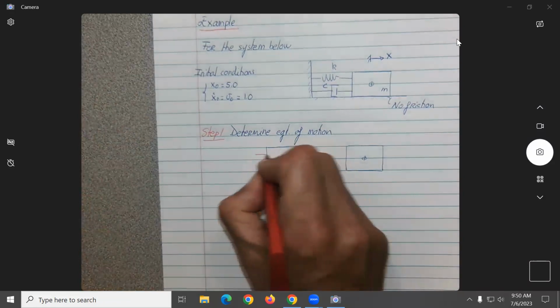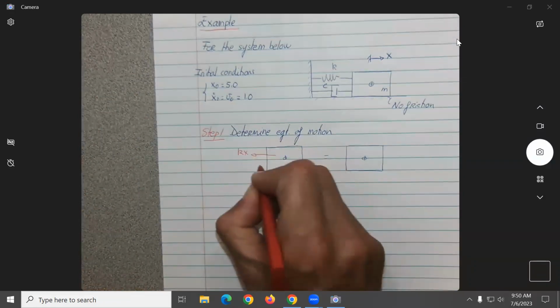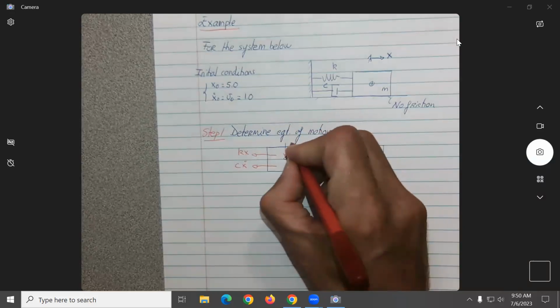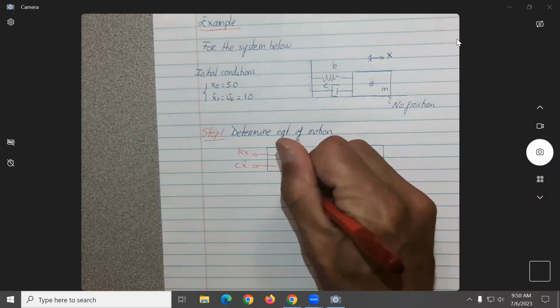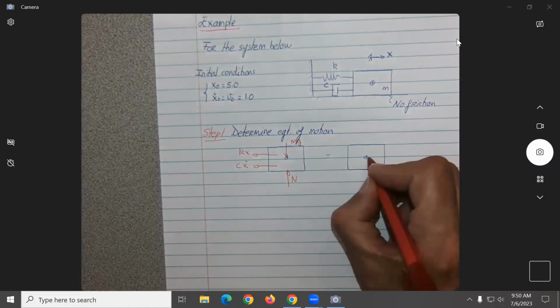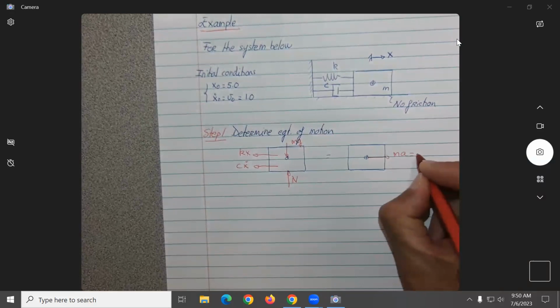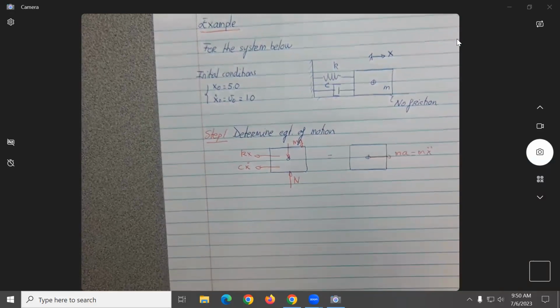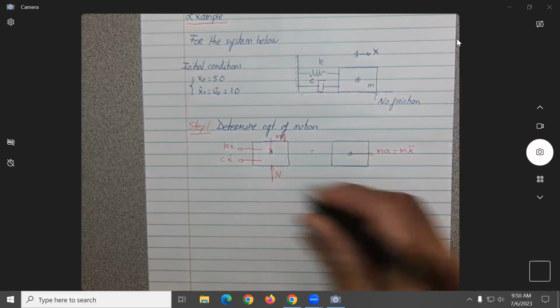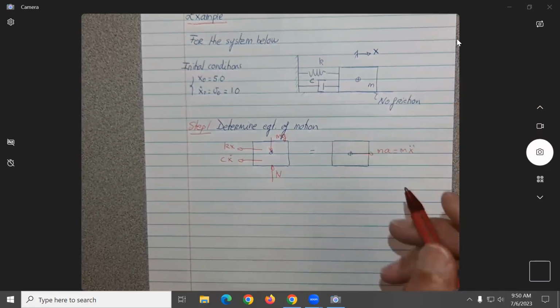So the forces being applied is the force of the spring, damper, gravity, and normal. And the motion of this will just be MA or MX double dot. If I go too fast, let me know, okay? So determine the equation of motion, which will be step one is free-body diagram.